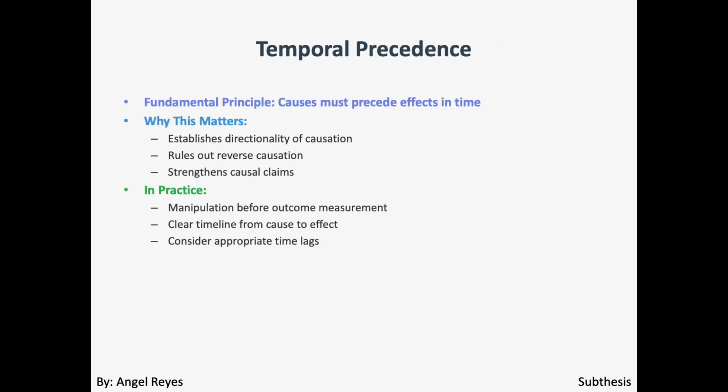Let's emphasize temporal precedence because students often overlook this crucial element. Causes must precede their effects in time. This seems obvious, but it's critical for establishing directionality and ruling out reverse causation. In practice, this means your manipulation occurs before you measure the outcome, you establish a clear timeline from cause to effect, and you consider appropriate time lags for effects to occur. Some effects are immediate, others take time to develop.